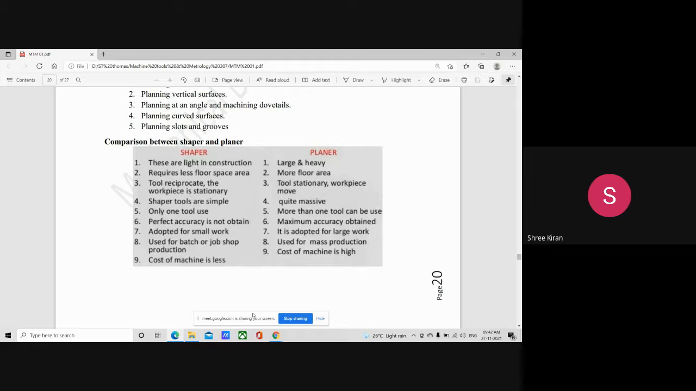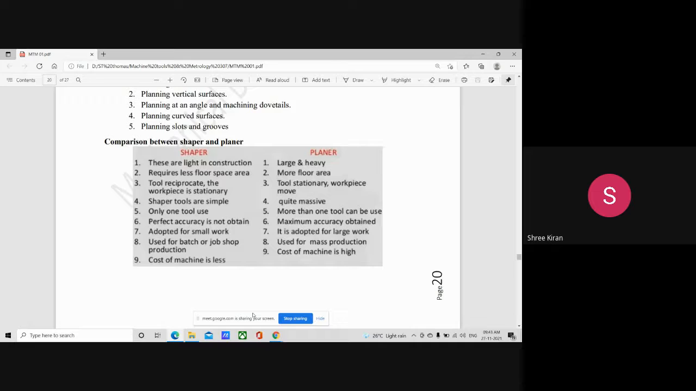In the case of shaper, we have a tool reciprocating where the workpiece is always stationary. But in the case of planer, the tool is stationary and the workpiece is moving. It is vice versa. Reciprocating means the to and fro motion, the forward and backward motion that takes place in reciprocating machines. Already we have discussed that both the shaper and the planer come under reciprocating machines. So the tool in the case of a shaper reciprocates and the workpiece is stationary, but in the case of planer, the tool is stationary and the workpiece is moving.